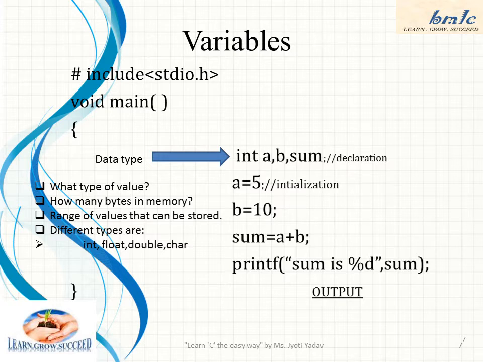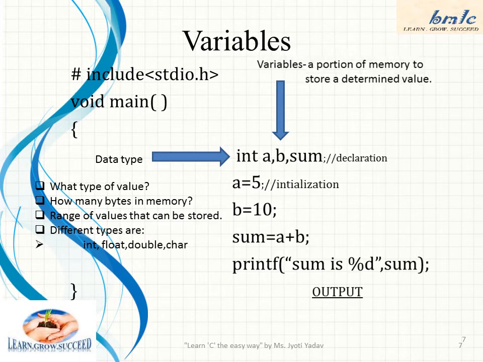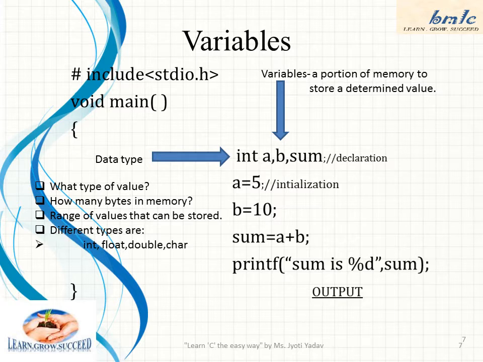The first statement that I've written here is int a, b, sum. Now this is a declaration statement. We are declaring that these variables are going to take the data type int. Now this a, b, and sum are known as variables. Now what are variables? Variables are a portion of memory, right, where you store your values. Now why are they called variables? Because the values that you store in them may change.